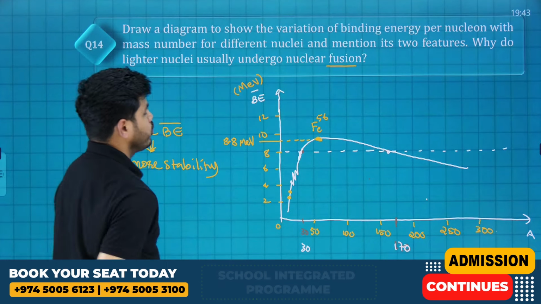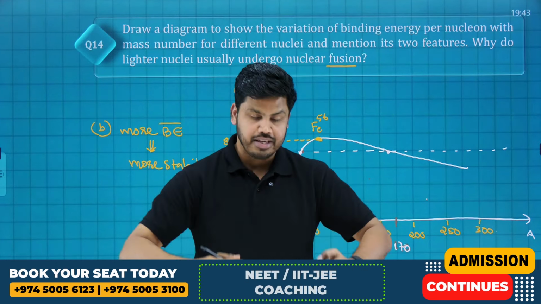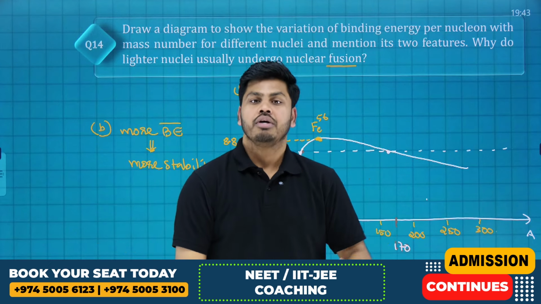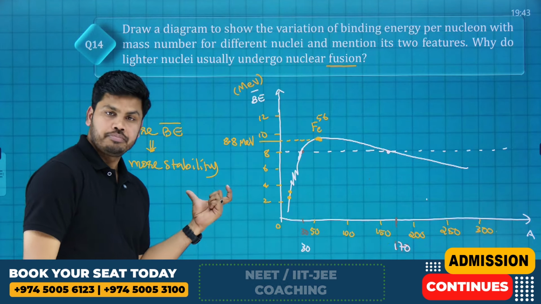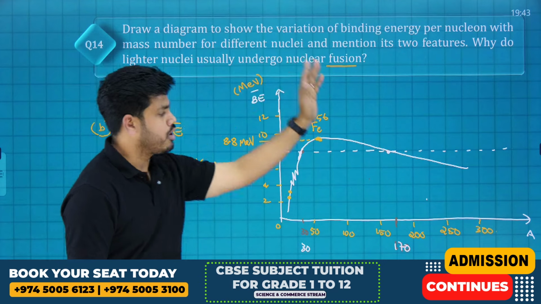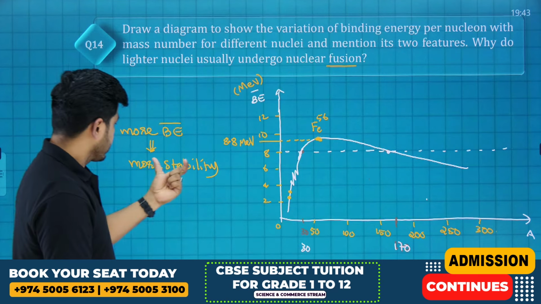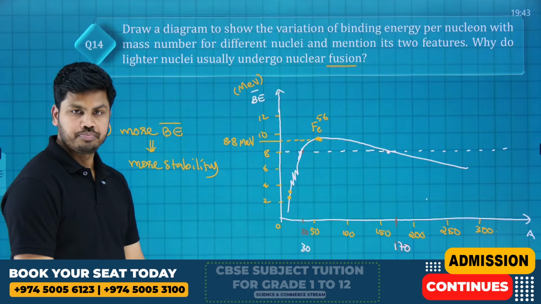Correct? So the lighter nuclei are ready to fuse together so that they gain more binding energy per nucleon, and hence they'll be more stable. Okay, so we answered both parts of the question. The first one was the graph. The second one is about why they do so.